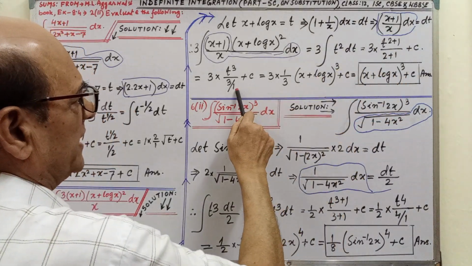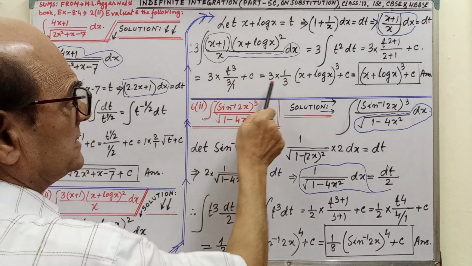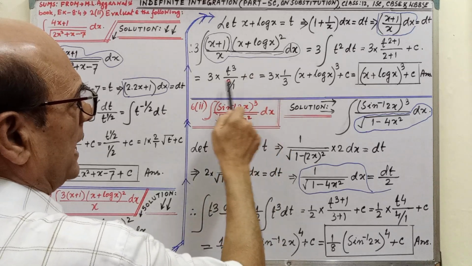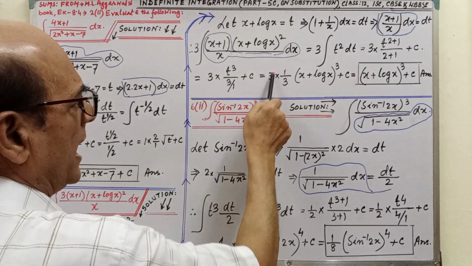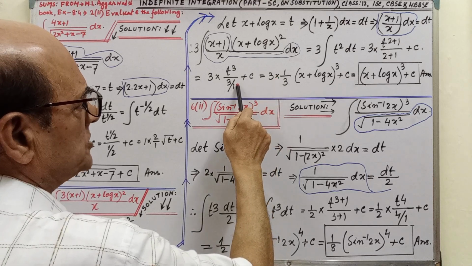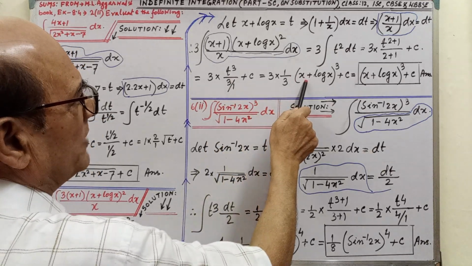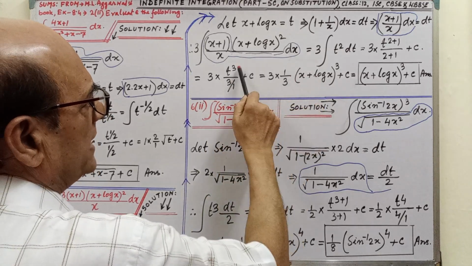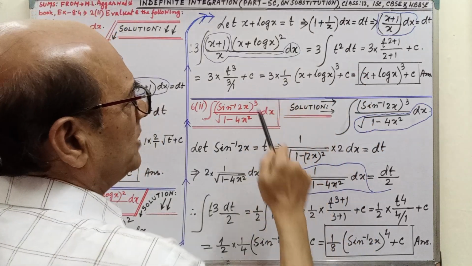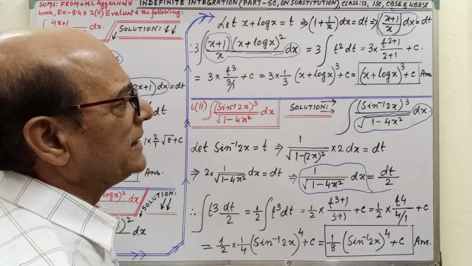Then by simplification, 3 into t cube by 3 by 1. This calculation I have done here, 3 by 1, and this is divide, so we have to multiply. In case of multiplication, this fraction will be changed, so it will be 1 by 3. And here is t, so in place of t, x plus log x, and here is cube, so whole cube. Then 3 and 3 will be cancelled, so finally it is coming x plus log x whole cube plus c.